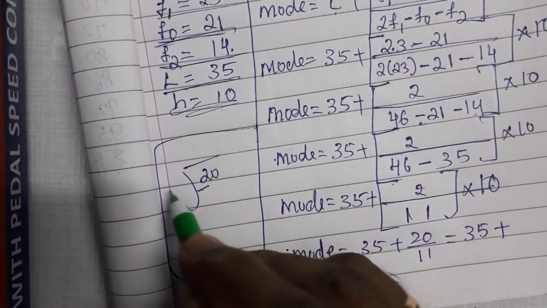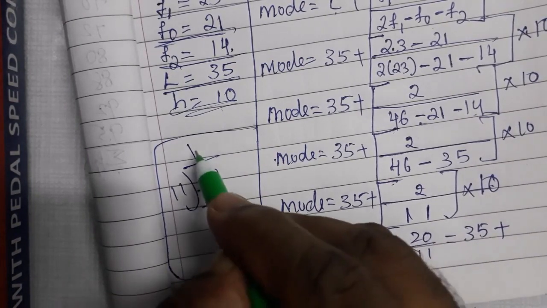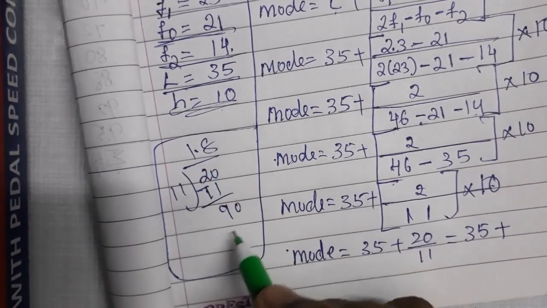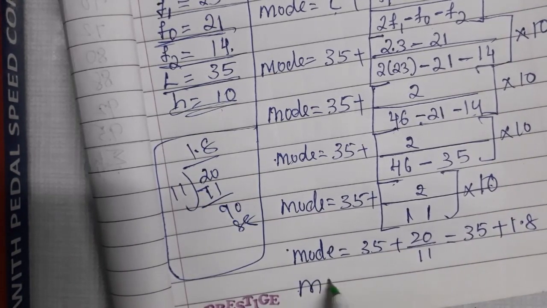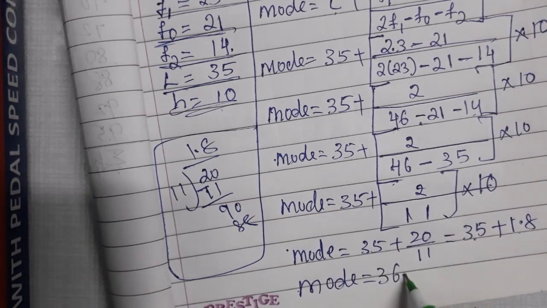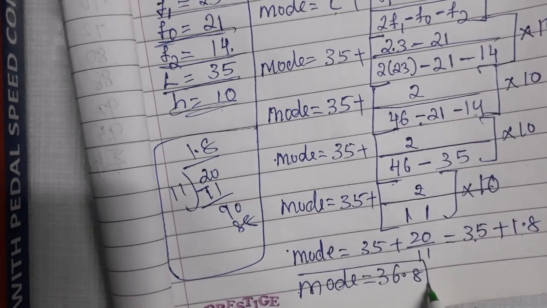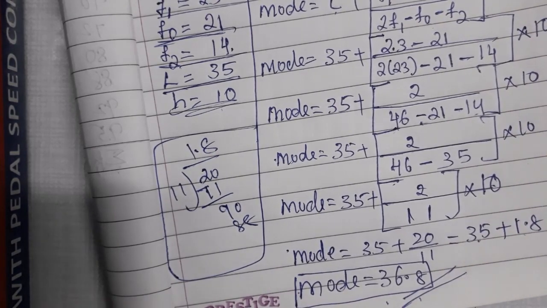20 divided by 11. 11 ones are 11. So 20 minus 11, 9.0. 11 8s are 88. That means how much? 1.8. So mode is equal to 35 plus 1.8, 36.8. So what is the mode of the given frequency distribution table? 36.8.